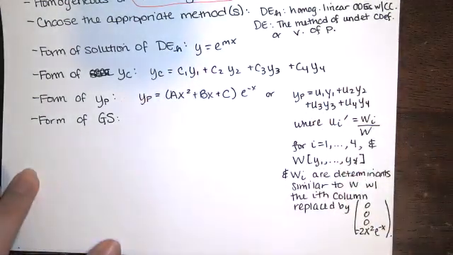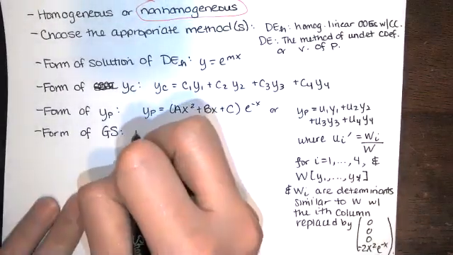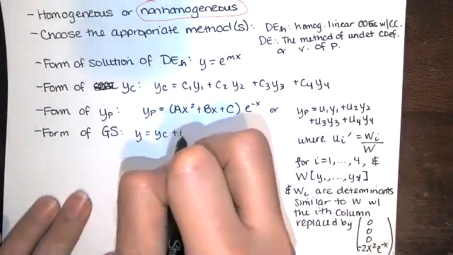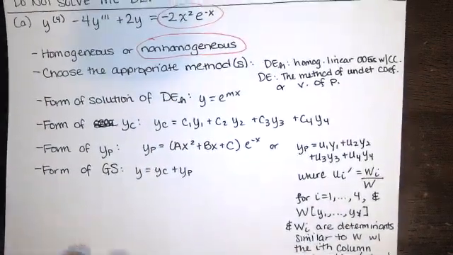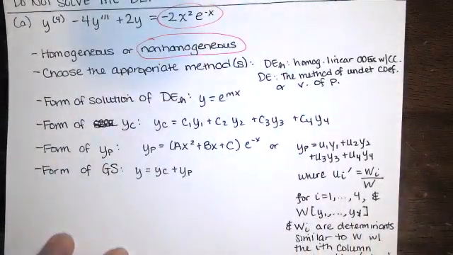I think the other is much simpler. And of course, the form of the general solution of a non-homogeneous equation is y equals y sub c plus y sub p. Now we're going to answer the same questions for a different differential equation.